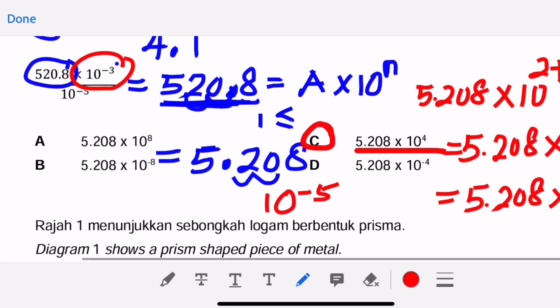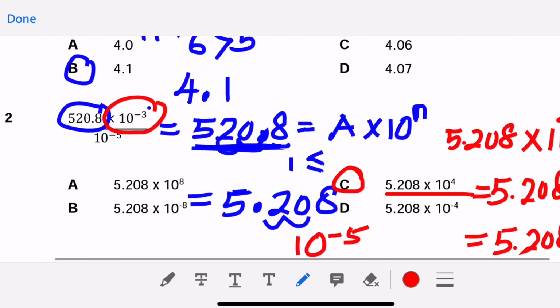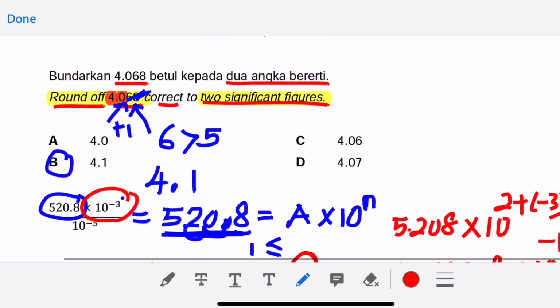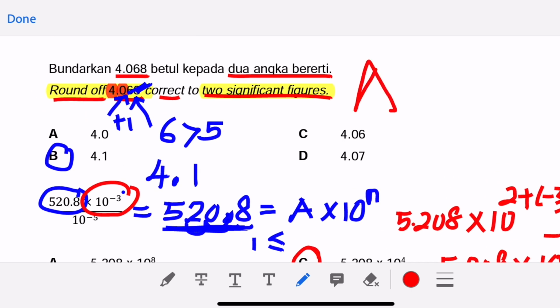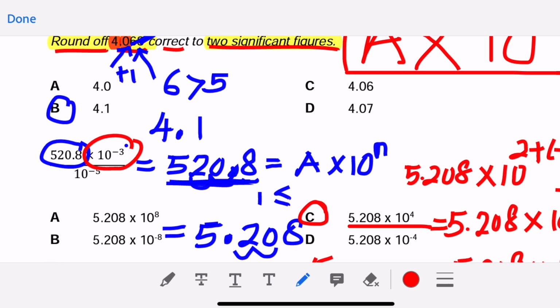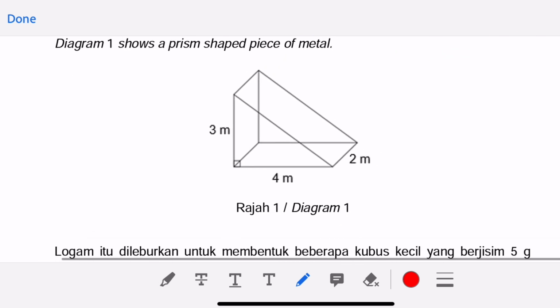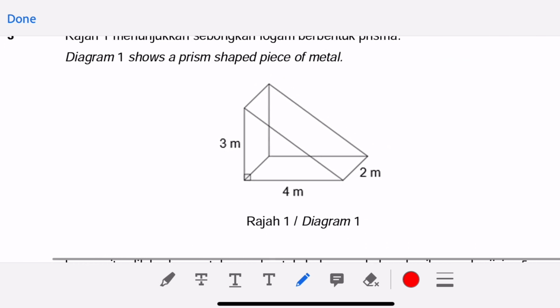Must be very careful when you choose the answer. Okay, standard form. This is called standard form. Make sure you understand. Standard form is a number that can be expressed in this pattern. This is the format. A must be a number that is more than or equal to 1 and less than 10. Then we go to prism.